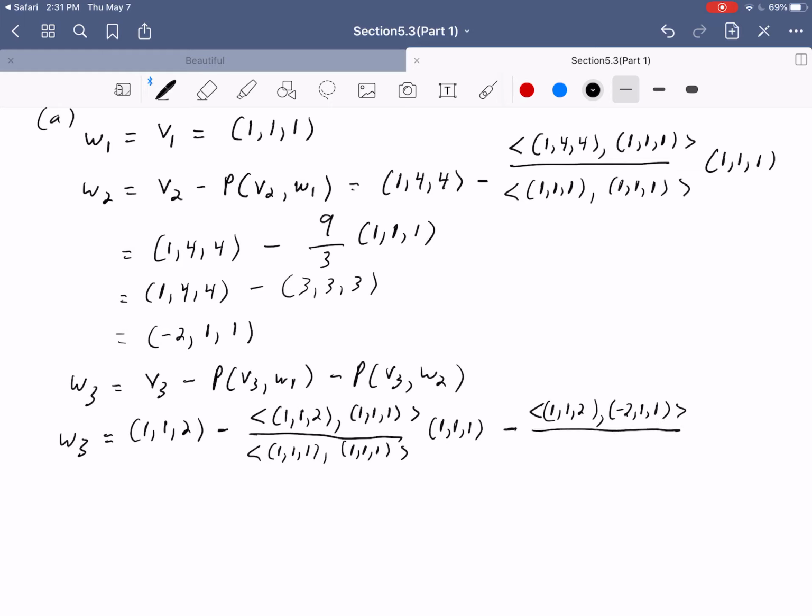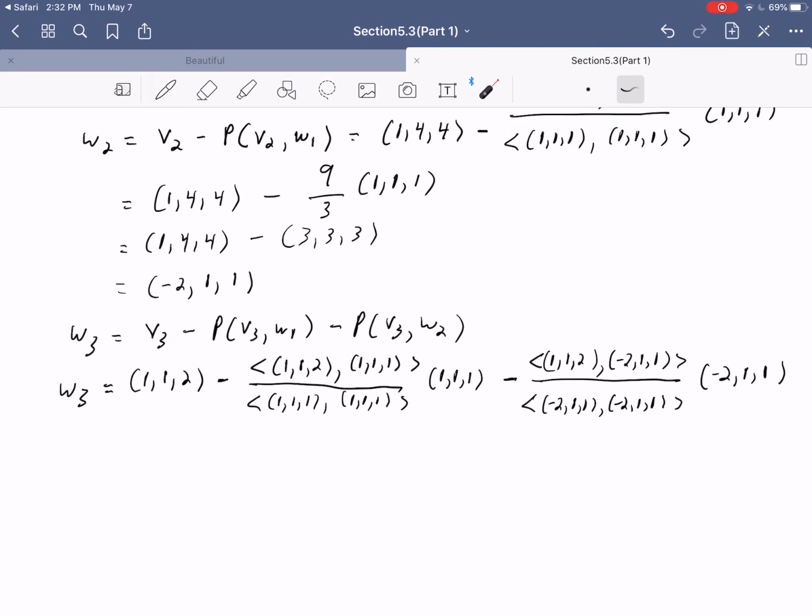And then divide that by the inner product of (-2, 1, 1) with (-2, 1, 1), times the vector (-2, 1, 1), which is W2. Okay, so let's see what we get there. W3 then is going to be (1, 1, 2) minus, up here it looks like we're going to get 1, 2, and then 2 again, so that's 4 overall. And then we already did this inner product.